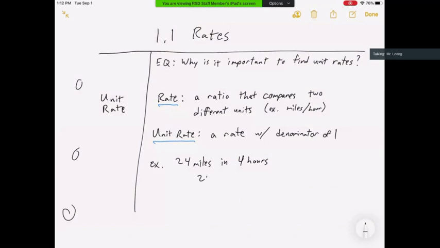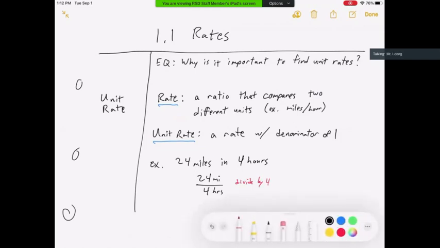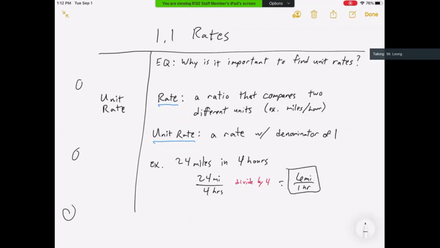I'm going to say, okay, 24 miles in 4 hours, and I'm going to divide by 4. That's what you do. I can put it in my calculator, or in this case it's actually pretty easy, and I can say that's the same thing as 6 miles per 1 hour. This is the unit rate. So again, this right here is an example of a rate, and this is a unit rate. Does that make sense?